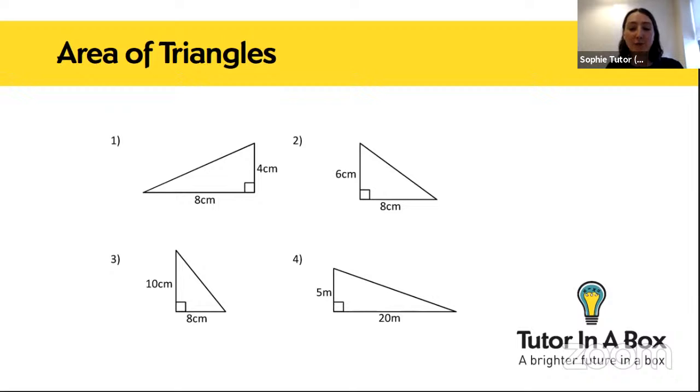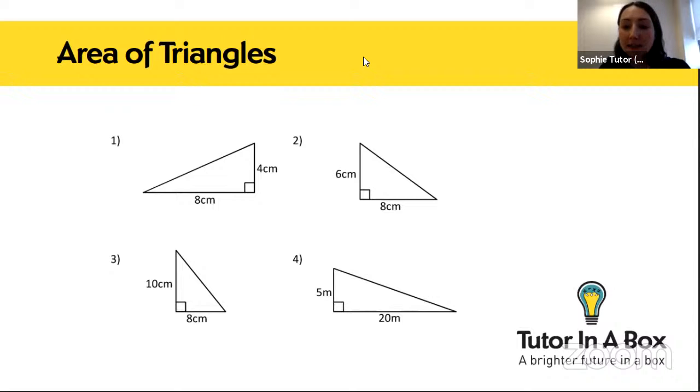So, for example, for number 2, we're going to do 6 times 8, which is 48. And then we're going to divide it by 2 to give us 24 centimeters squared. So for number 2, the area would be 24 centimeters squared. Number 3, hopefully a fairly straightforward one, 10 times 8 and then divide it by 2. So that gave us an area of 40 centimeters squared. And number 4, finally, that gave us an area of 50 meters squared.